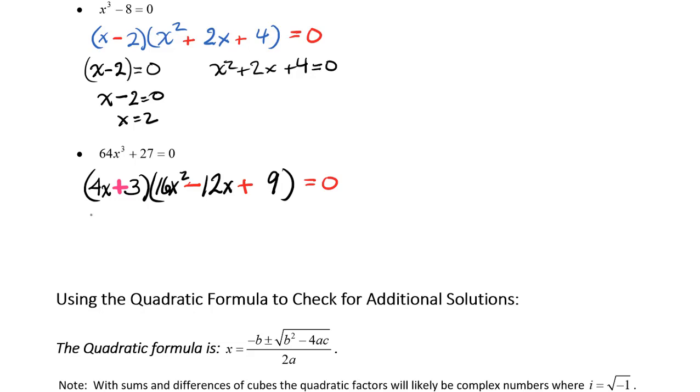Now we need to set each factor equal to 0. This gives me x is equal to negative 3/4. The other trinomial, 16x squared minus 12x plus 9, is also equal to 0, but we need more information to solve those. Since they're trinomials and they don't have obvious factors, we are going to need to use the quadratic formula.